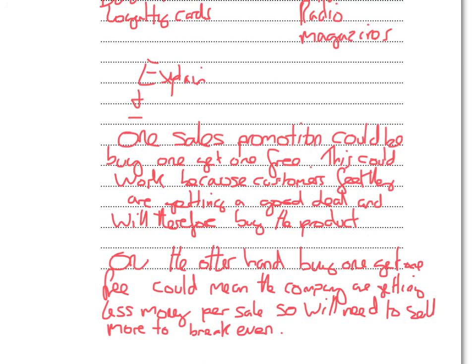Now, look at this answer I've done. You can pause the video and look at it first, and then I'm going to explain how I got the marks. So I said one sales promotion could be buy one get one free, so I'm getting 1 mark for saying that. This could work because customers feel they're getting a good deal and will therefore buy the product. I mean, come on, that's just common sense. Now look what I've done here.